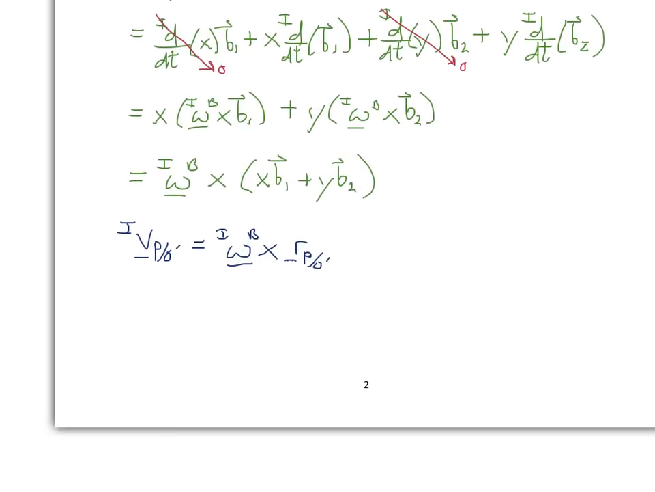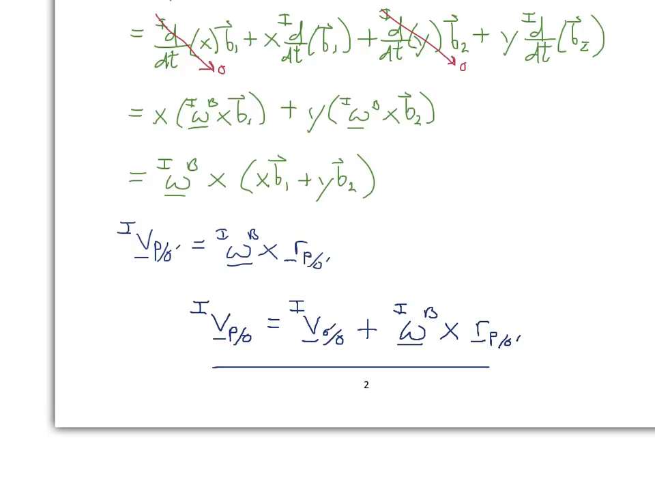So now that this is all said and done, we have our velocity of point P as observed in the inertial reference frame equal to two components: the velocity of O prime with respect to O as observed in the inertial reference frame, plus the rotational component, which is omega B as observed by the inertial reference frame, crossed with the position vector r of P with respect to O prime. And so it's a two-term velocity equation.